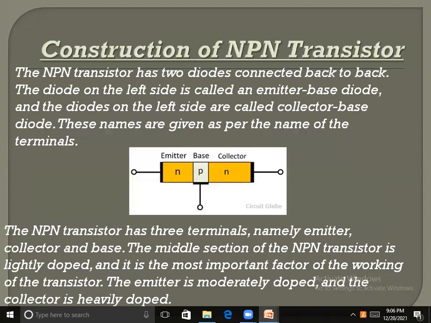Construction of NPN transistor. The NPN transistor has two diodes connected back to back. The diode on the left side is called the emitter base diode, and the diode on the right side is called the collector base diode. These names are given as per the names of the terminals. The NPN transistor has three terminals, namely emitter, collector, and base. The middle section of the NPN transistor is lightly doped and it is the most important factor in the working of the transistor. The emitter is moderately doped and the collector is heavily doped. Here is a picture which shows the emitter, base, and collector of an NPN transistor.